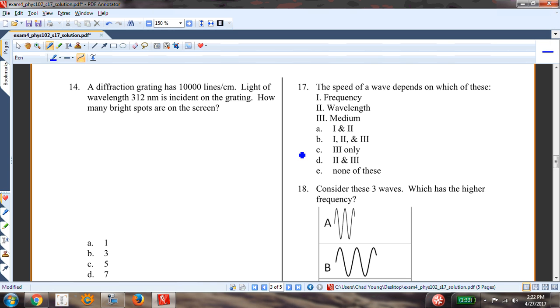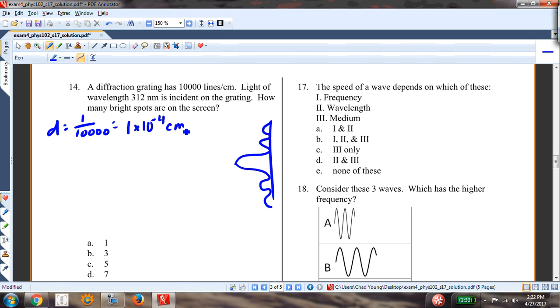A diffraction grating has 10,000 lines per centimeter. How many bright spots are on the screen? So think about the number of bright spots. Actually, let's calculate m first. We'll need to do that. So first, I should calculate d, 1 over 10,000. That's in centimeters, so it's going to be 1 times 10 to the minus 6 meters is d.